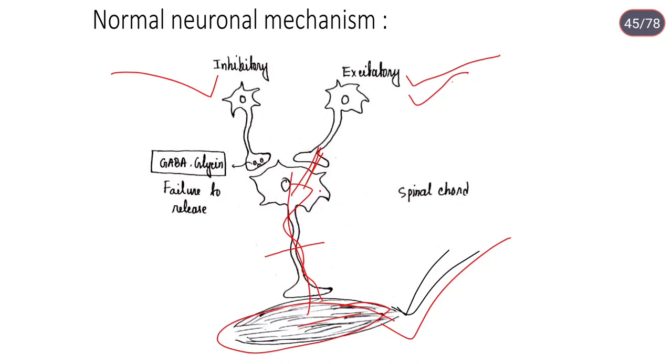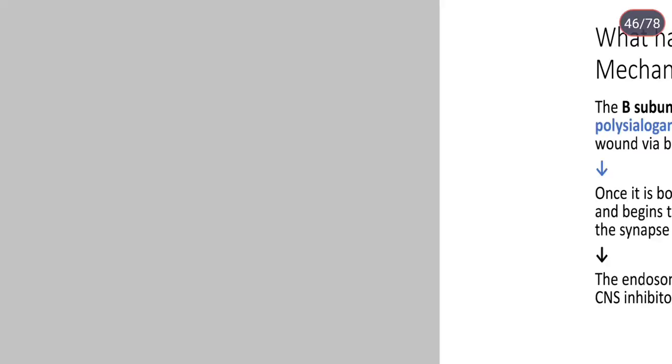But in the case of tetanus toxin, it will block the inhibitory neuron. By which mechanism? The vesicles full of GABA, gamma aminobutyric acid, and glycine, the inhibitory neurotransmitters released from the inhibitory neuron, will be blocked. It prevents the vesicles from attaching to the presynaptic membrane and releasing material into the synaptic cleft by the exocytotic process, because it causes the cleavage of proteins like VAMP or synaptobrevin and syntaxin, which will cause inhibition of exocytosis. So that is how the mechanism is exerted.